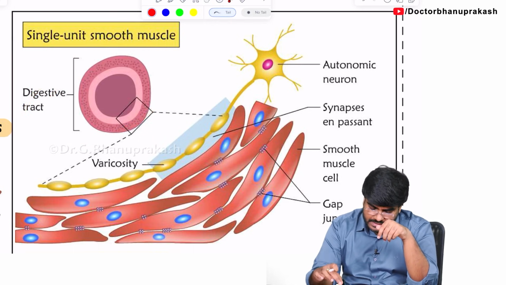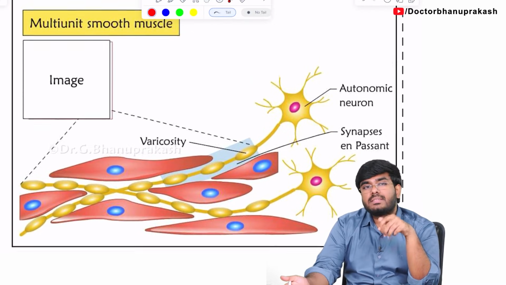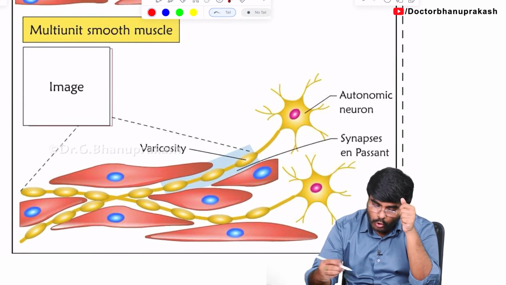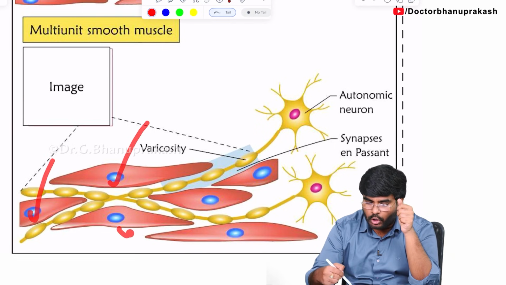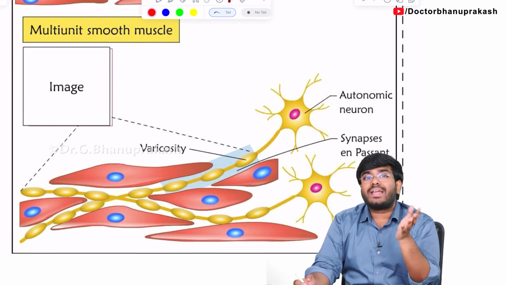Next, what about the multi-unit smooth muscle? I have told you, there are no gap junctions. This muscle fiber is going to contract individually. This one contracts, this one contracts, this one contracts individually, not as a group.